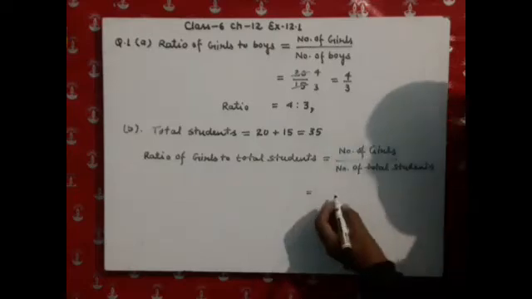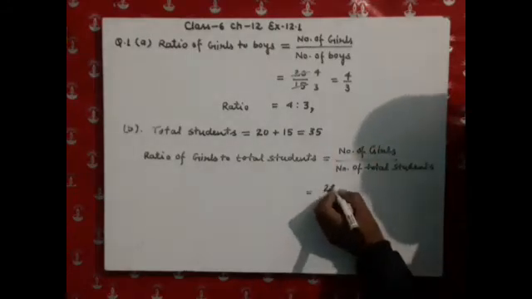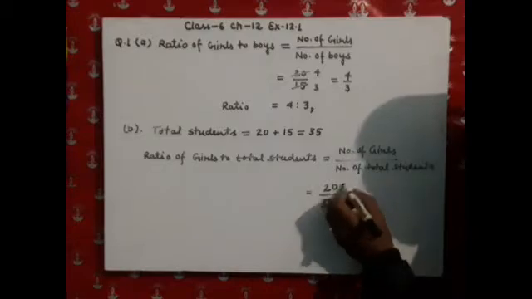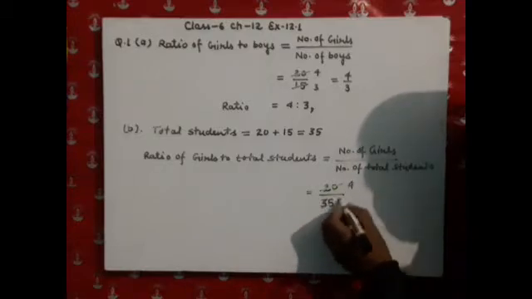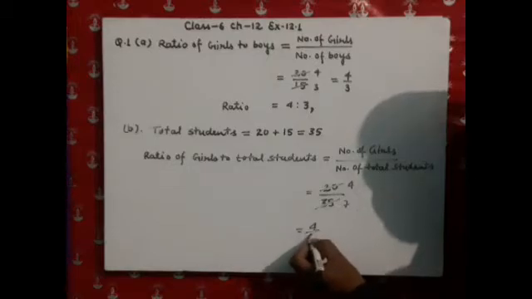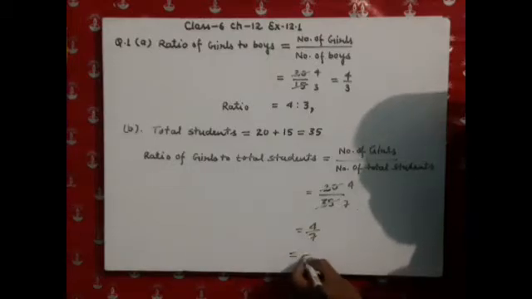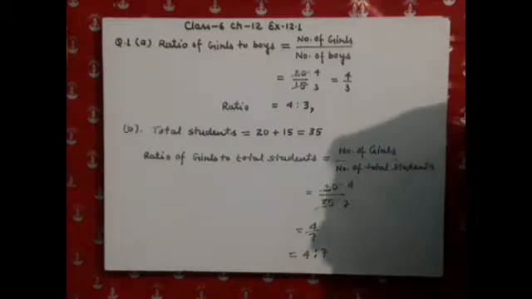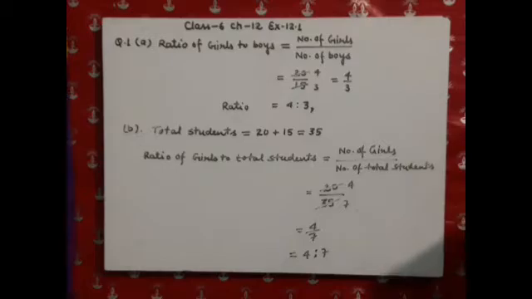So the number of girls given is 20, the number of total students given is 35. Now 5 fours are 20 and 5 sevens are 35. So the answer will be 4 upon 7. So now the ratio will be 4 ratio 7. So this is the complete question number 1. Here the solution is given on the board.